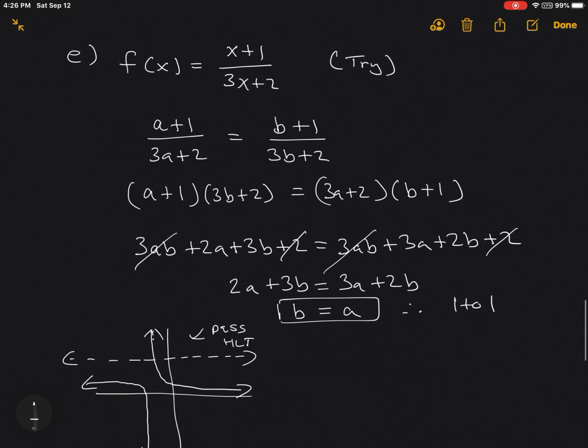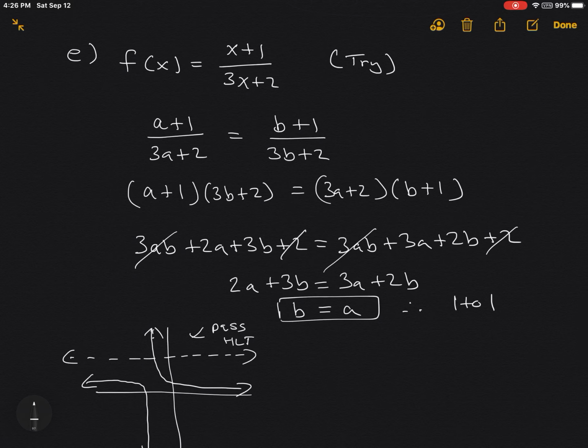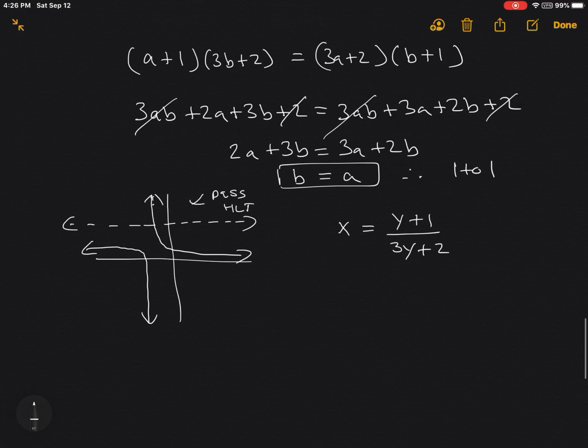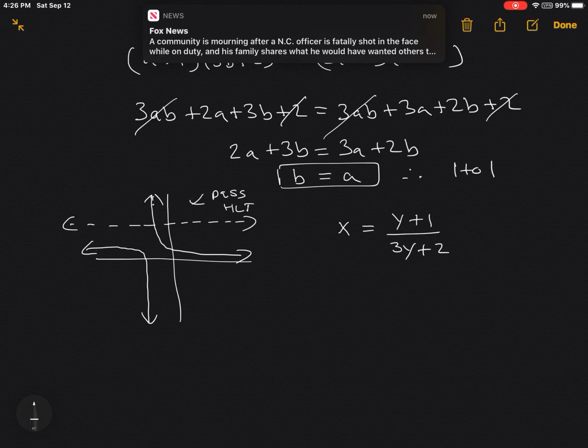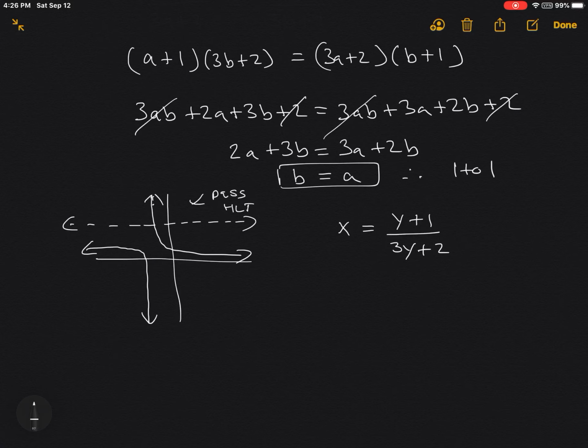Okay, the very last step is algebraically, I now need to find the inverse because I know it exists. So algebraically, we need to switch this. We're going to call this x is equal to y plus 1 over 3y plus 2. And again, this is really an exercise of practicing your algebra skills. So how do I get y by itself? Well, you're going to have to do a little cross multiplication. So x times 3y plus 2 is equal to y plus 1.